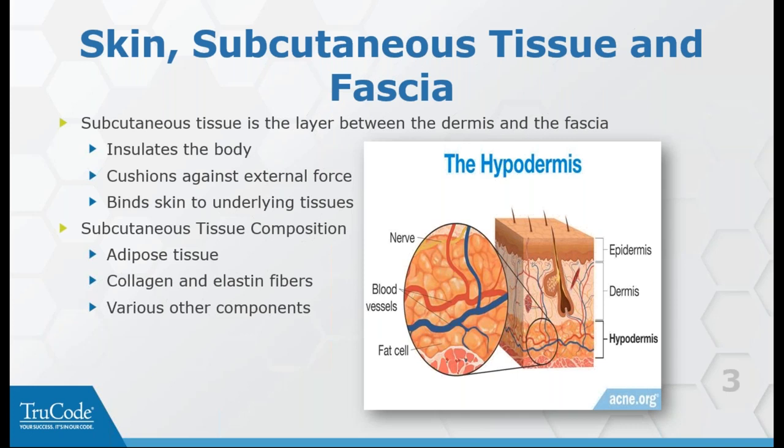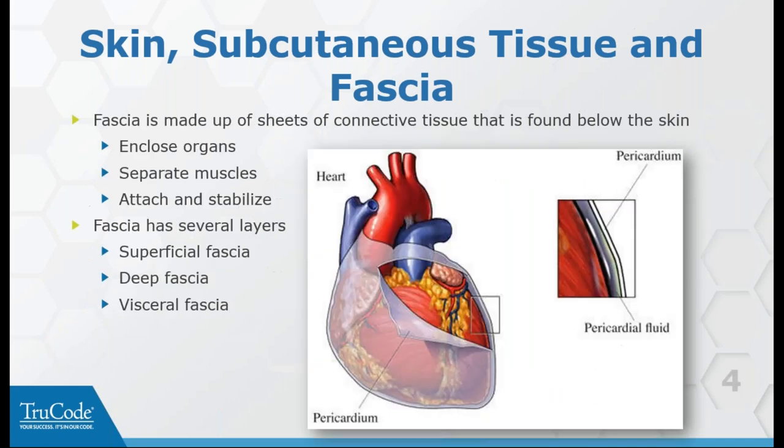Okay, then the fascia is going to be made up of sheets of connective tissue that's below the skin. The fascia encloses our organs, and it separates muscles. We also have several layers of fascia, which include the superficial, deep, and visceral. The superficial fascia is mostly found in the abdominal wall, the perineum, and the limbs. The deep fascia surrounds the bones, nerves, muscles, and blood vessels. And then we have our visceral fascia, which covers organs, like the heart. So the pericardium is an example of the visceral fascia.